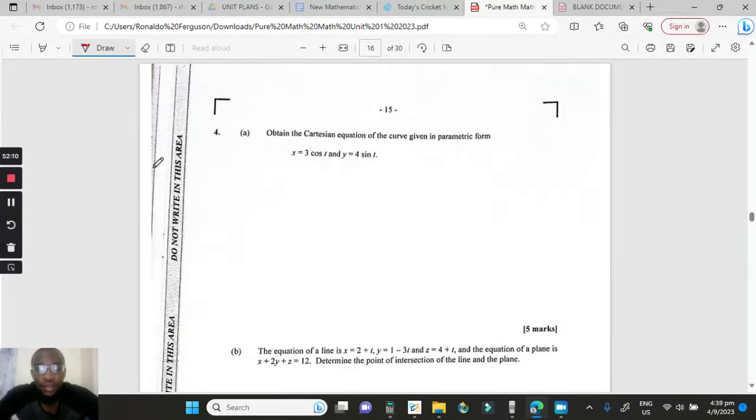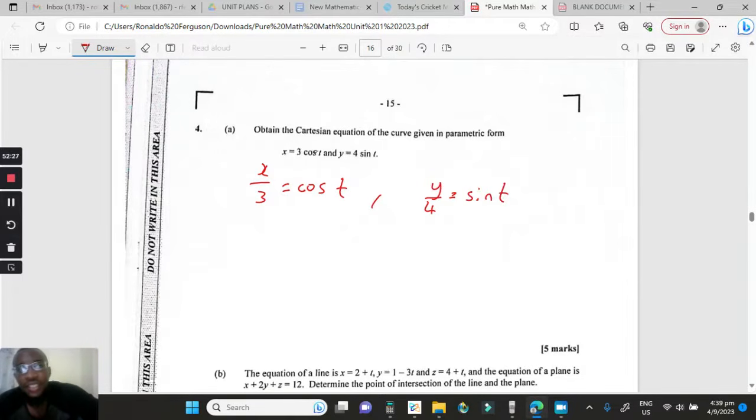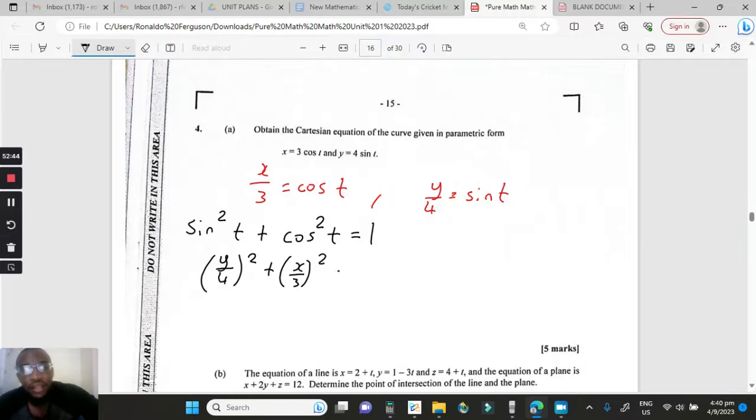Alright, question 4. Obtain Cartesian equation. We love when it's this simple. So in this case now, if we divide by 3, we have x over 3 is cosine t, and y over 4 would be sine t. Now we need to get rid of the parameter t. But what we do know is that sine squared t plus cos squared t is equal to 1. So in that case, it is (y over 4) squared plus (x over 3) squared is equal to 1.